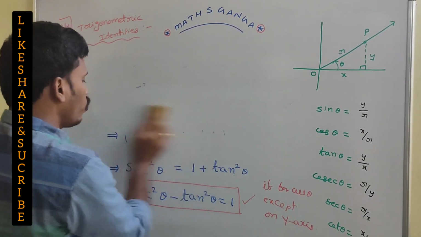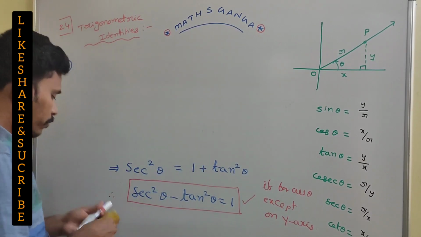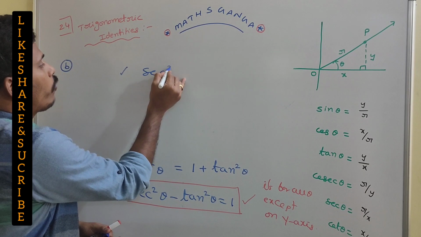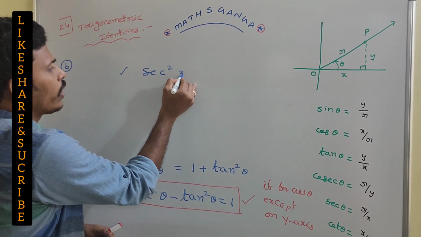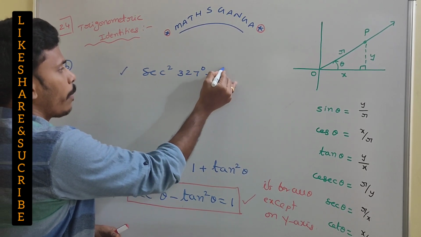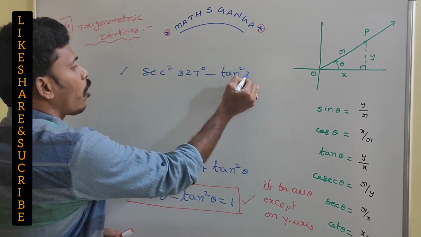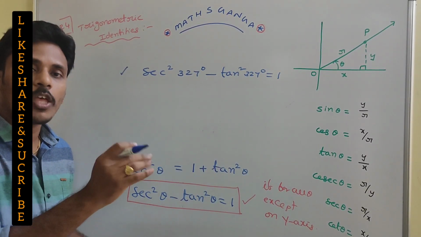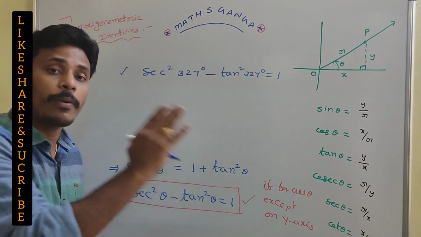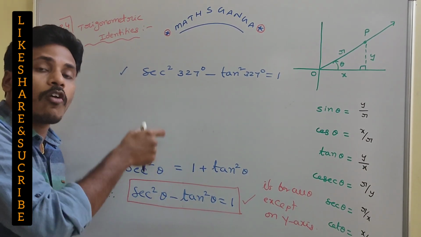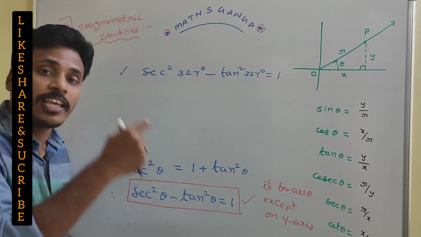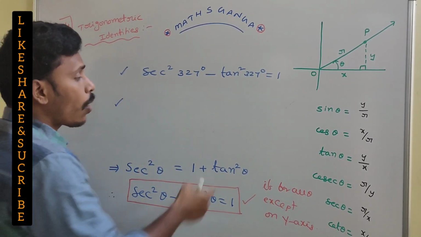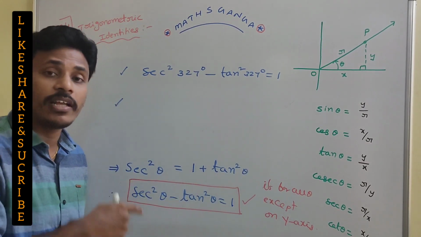If anybody asks you the value of secant square of something, you may say anything, 327 degrees, minus tan square of 327 degrees, it is equal to 1. You don't pay attention to the angle, you just pay attention to the format. Secant square of an angle minus tan square of the same angle is always what? 1. That's the good thing. And another thing is the y-axis. For the y-axis it is a failed statement.